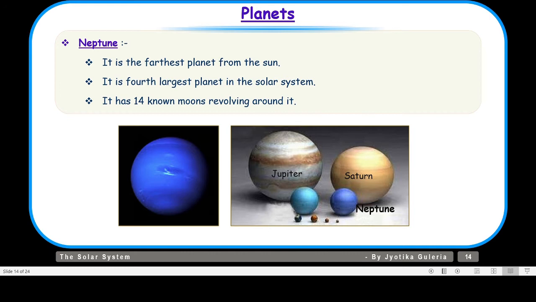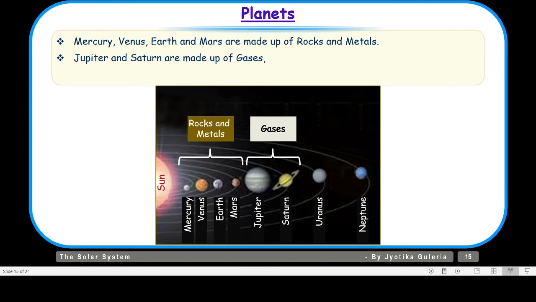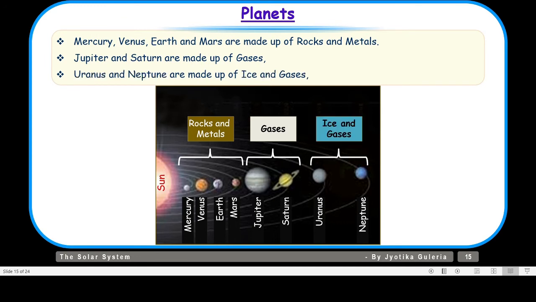But before we wind up the topic planets, we should understand what kind of surface they have. The first 4 planets, Mercury, Venus, Earth and Mars, are made up of rocks and metals. The next 2 planets, Jupiter and Saturn, are made up of gases. And then we have Uranus and Neptune, which are made up of ice and gases. Children, with this we'll move on to our next topic, dwarf planets.